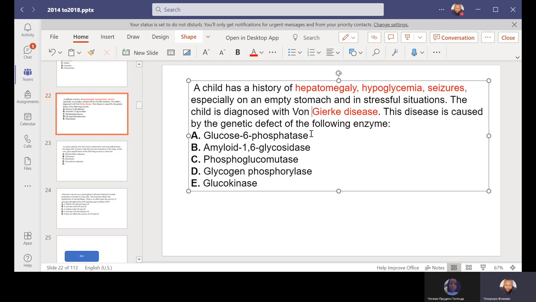If you check the chat later, there is a picture showing the glycogen storage diseases. Glucose 6-phosphatase is found in the liver and also in the proximal tubules of the kidney. So glucose 6-phosphatase is the answer here. Now I want to look for something to remind you of some of the easiest ones here. Just a moment.